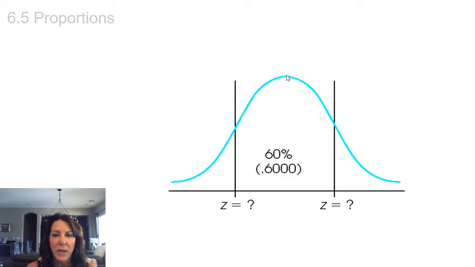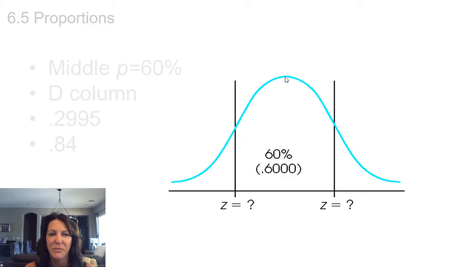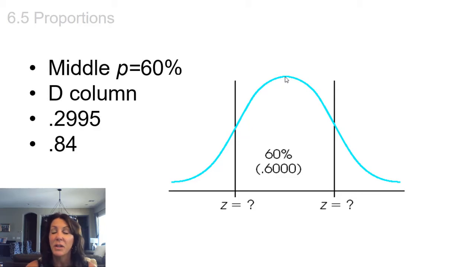So what we're going to do is find the proportion of 0.3000 between the mean and the z, and that is column D. Look in column D for the proportion that is closest to 0.3000. Pause the computer if you need to. We looked in the D column. We found what's closest to 0.3000 is 0.2995. And the z-score associated with 0.2995 is 0.84.